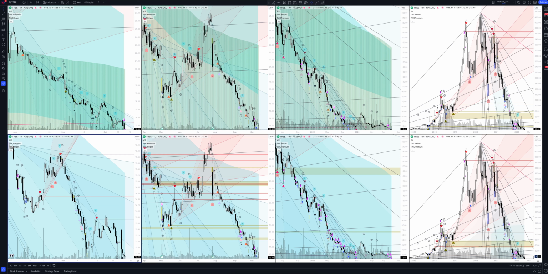Today we will take a look at LendingTree Inc stock. Let's analyze the market situation and find out how you can make money on it. Let's start.